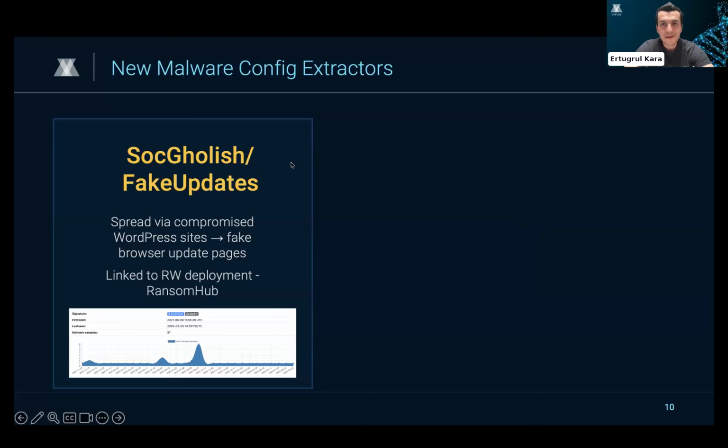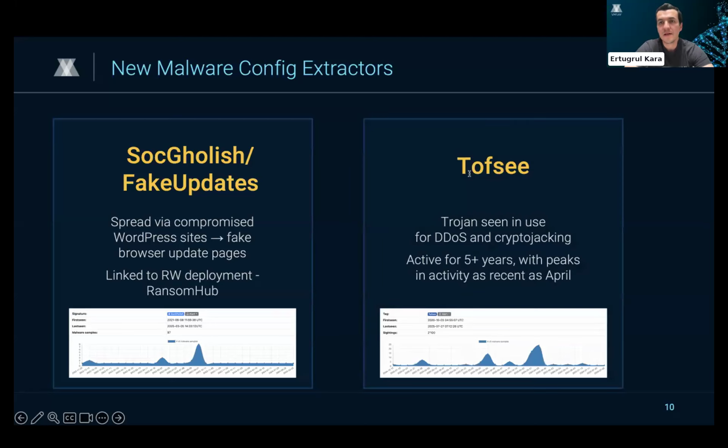The next one is Tofsee, a Trojan that's been around for at least 5 years. We saw a peak in activity around April this year, and then it quieted down again. It's usually used to recruit infected systems into attack infrastructure. Those systems can be used in a DDoS attack, or for cryptojacking purposes, to mine cryptocurrency. Both of these now have full config extraction support in the sandbox.